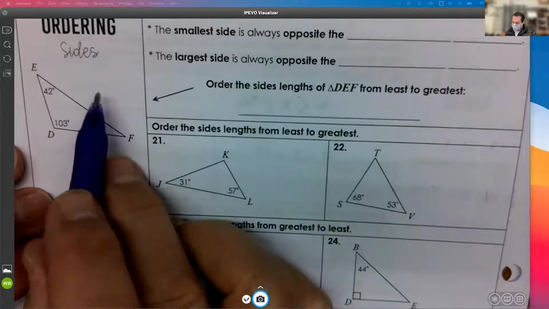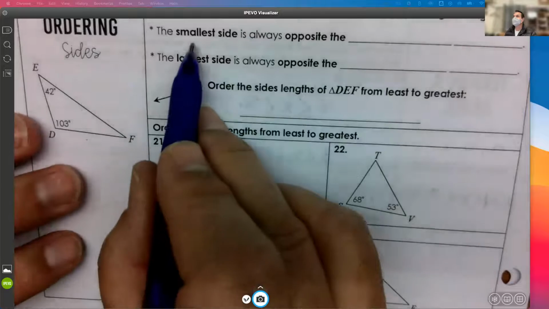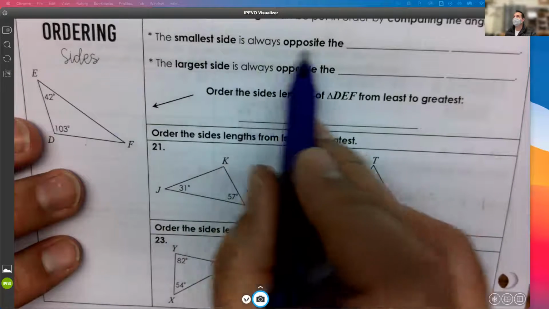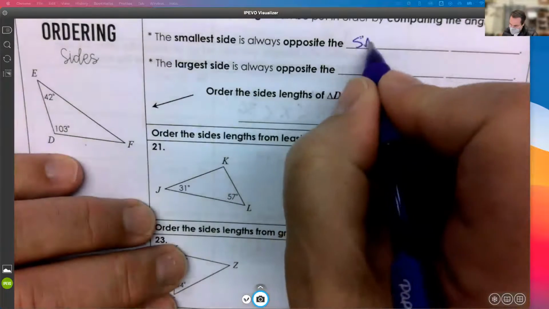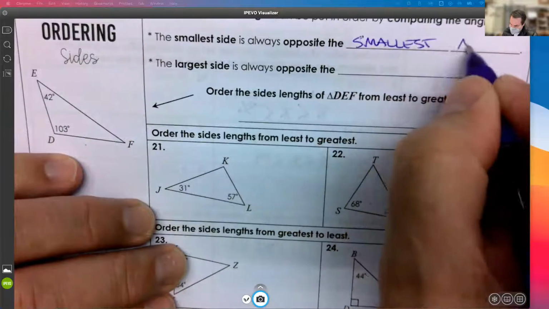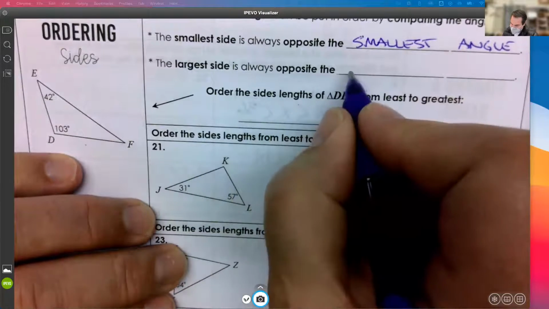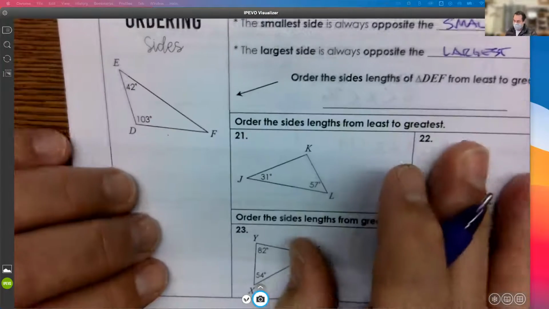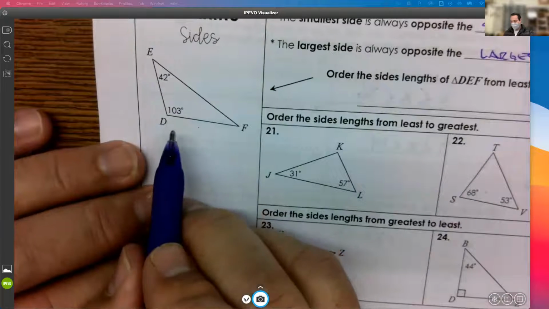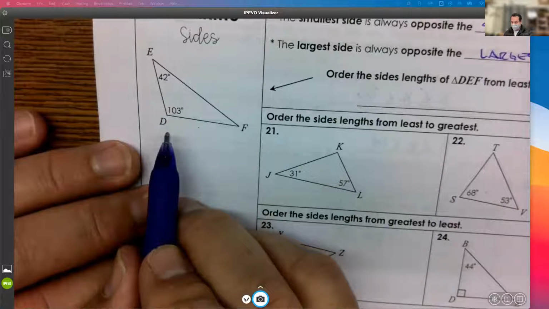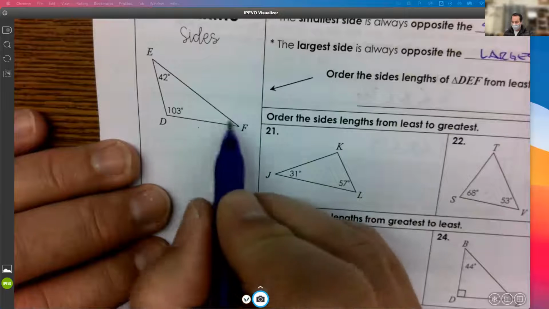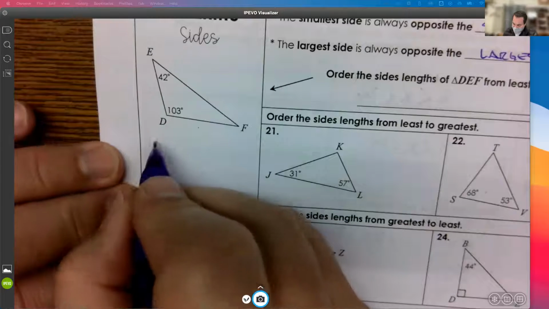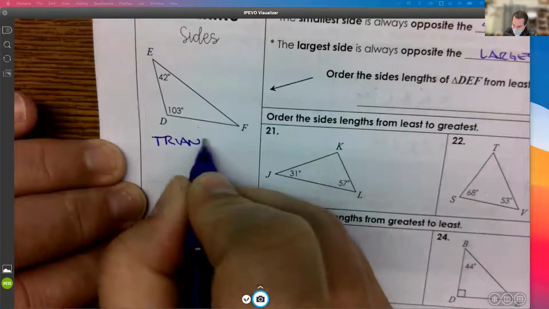We can do the same thing going from angles to sides. The smallest side is always opposite the what? Smallest angle. The largest side is always opposite the largest angle. But there is a little twist in this one. What's the largest side? What's the smallest side? You sure? We don't know. We're missing one of the angles. If only we knew something called the triangle angle sum theorem.